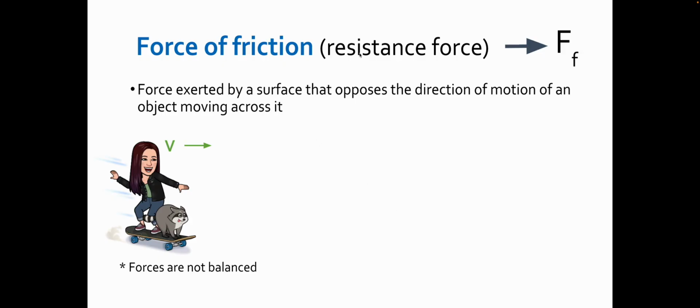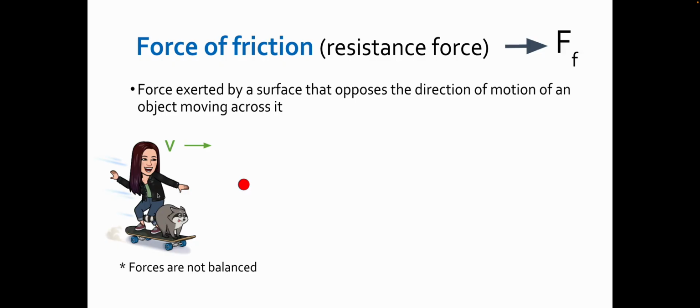Force of friction. This is known as a resistance force. We're going to say capital F is the force. It says that this vector quantity is a force. And then the lowercase f means it's the force of friction. A force of friction is a force exerted by a surface that opposes the direction of motion of an object moving across it. Okay, it's going to oppose the direction of motion.